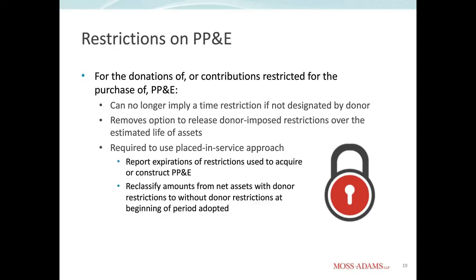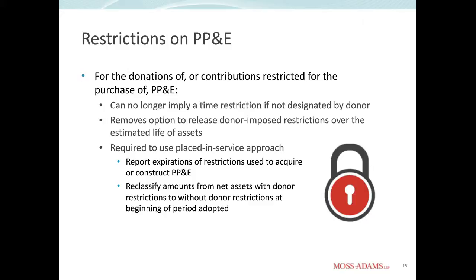There have also been some changes with restrictions related to property, plant, and equipment. If property, plant, and equipment that is being depreciated was contributed to the not-for-profit organization with explicit donor-imposed restrictions on the length of time of the item's use, then net assets with donor restrictions should be reclassified as net assets without donor restrictions in the statement of activities as those restrictions expire.